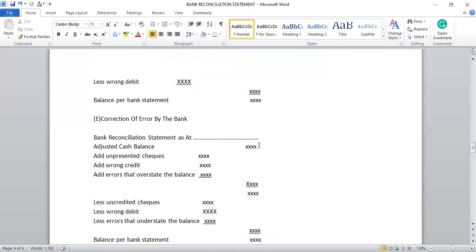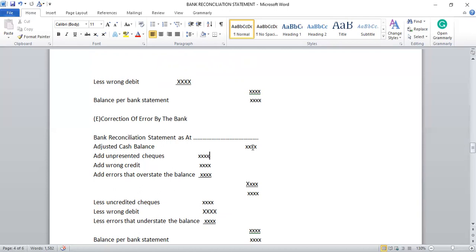So the adjusted cash balance added to this to get this figure. Okay. Then you less uncredited checks, wrong debit, and errors that understate the balance in the bank statement. So you add these three together, you get this figure. So the opening balance, the cash book balance, adjusted cash book balance. Then you add this, which is unpresented checks, wrong credit, and error that overstates the balance in the bank statement. You add these three together to get it.